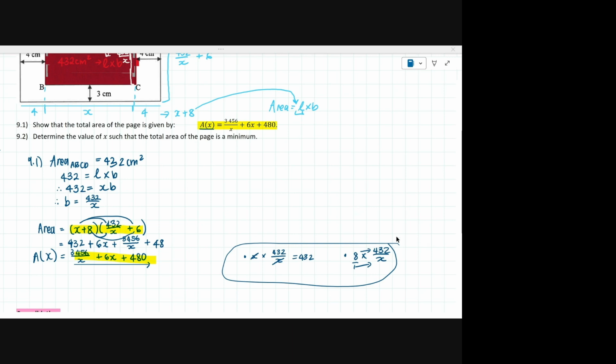So your mark allocation here would be a mark for getting your B. So B is equal to 432 over X. A mark for getting the correct length, so adding the 4 on either side, and then a mark for the breadth. Thereafter, it's simplification and getting to your answer. So there's no marks allocated for that because I've given you the expression already. It's more marks allocated for you actually using the information that you've been given and getting the appropriate expressions to get that value or to get that answer.